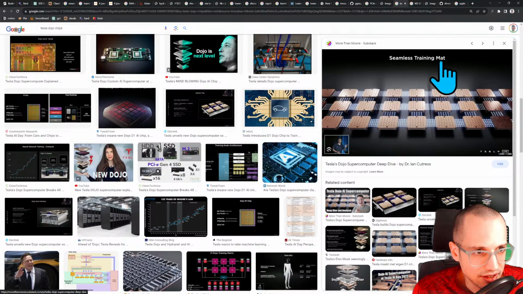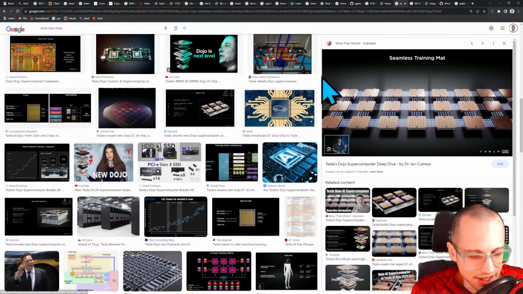Seamless training mat. Imagine laying down like you're laying down on a yoga mat, except you're laying down on this mat of GPUs that are all burning.